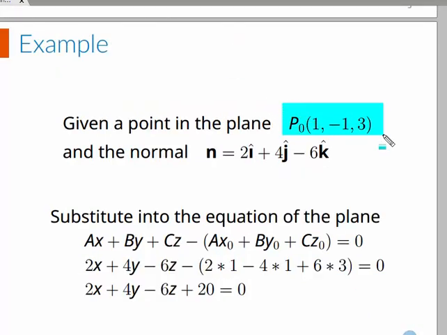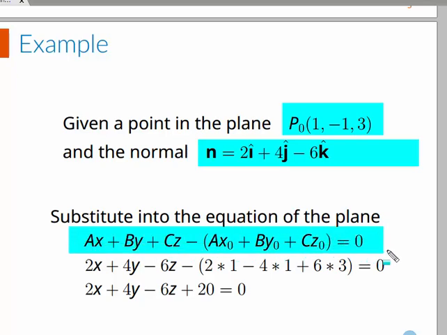So this is just an example, a point in the plane with coordinates 1, -1, and 3. The normal's given with components 2, 4, and -6. Here's the equation. All it takes is substitution now. And we get the equation for the plane that contains this point and has this normal. And every x, y, and z that satisfies this equation lies in the plane.